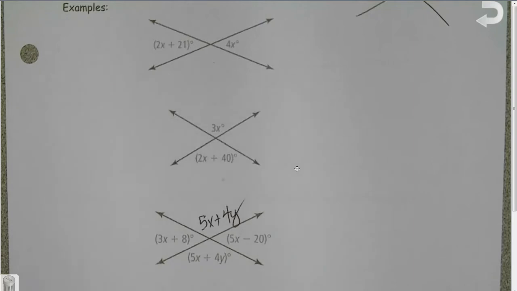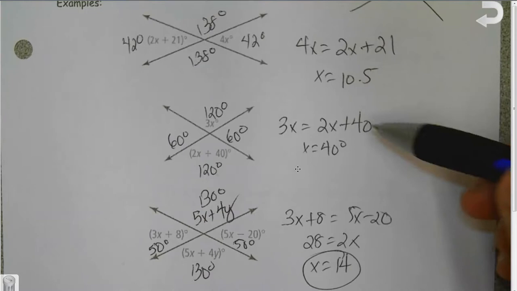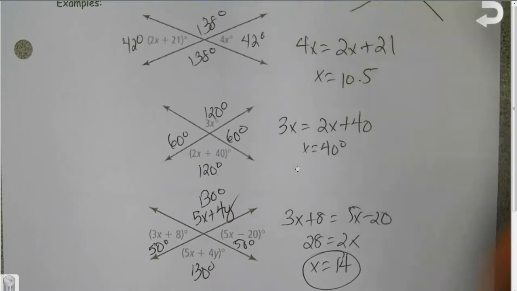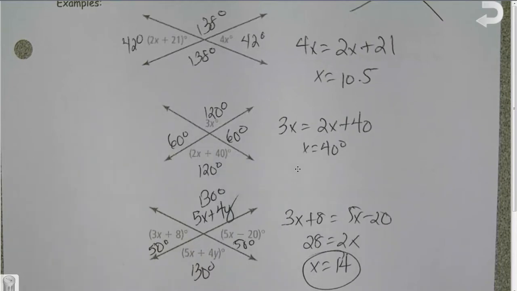Please pause the video and check this after you've attempted them on your own. Okay, hopefully you were able to get these two rather quickly. X equals 10.5, x equals 40. I also want you to notice that I went ahead and filled in the other angles. I want you guys to get used to doing that, that way you'll understand every time that a straight line is 180 degrees.